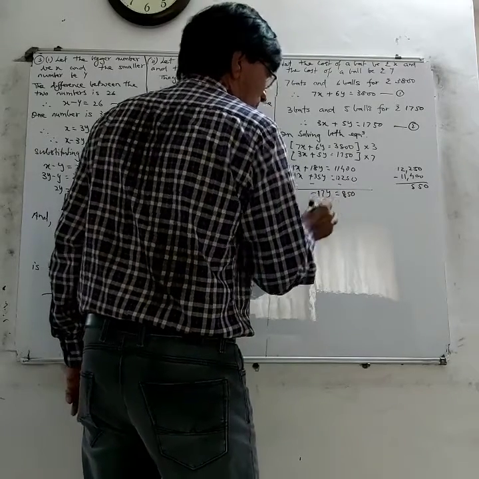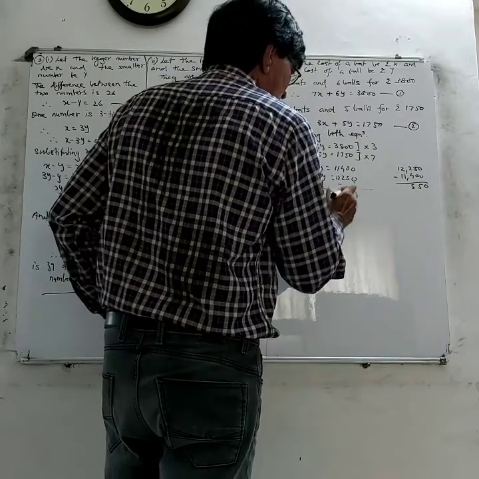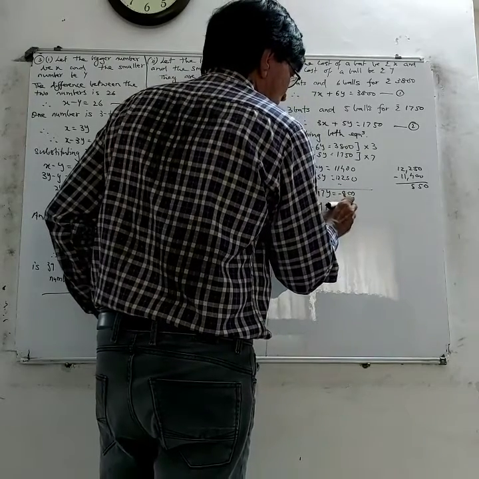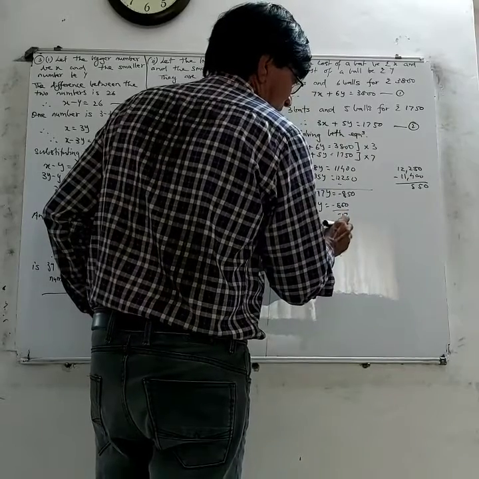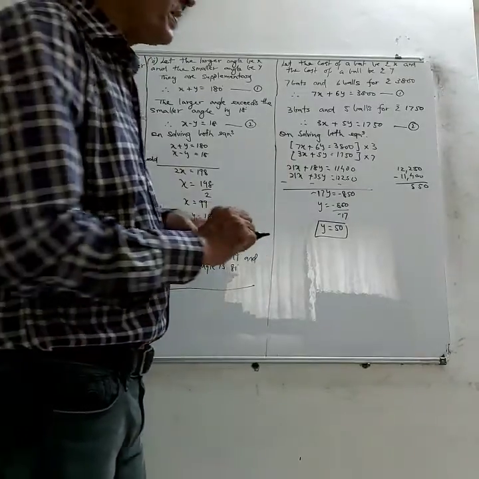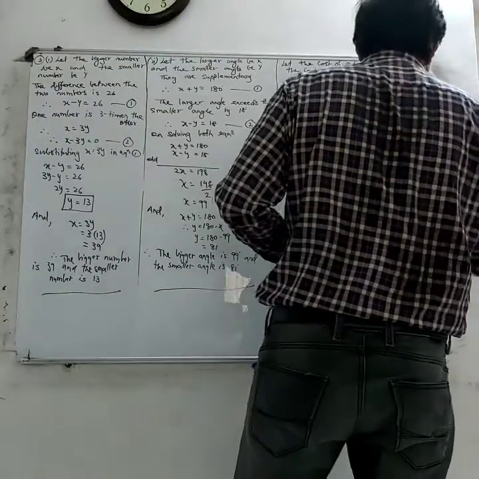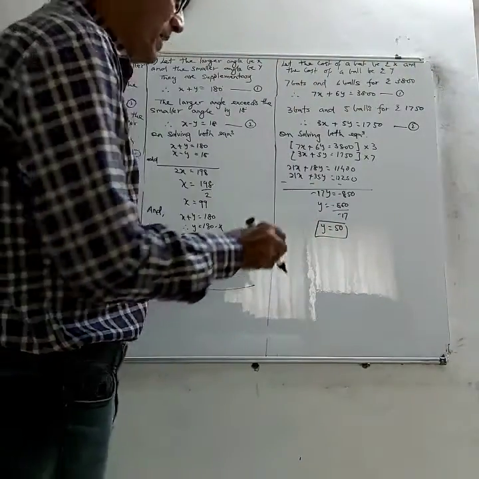So y is equal to minus 850 upon minus 17. 17 5s are 85, so y is 50. Remember, this is rupees and paise. You will never get negative values because the cost of a bat and the cost of a ball can never be negative.